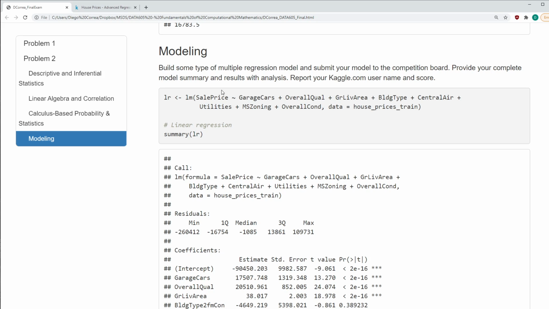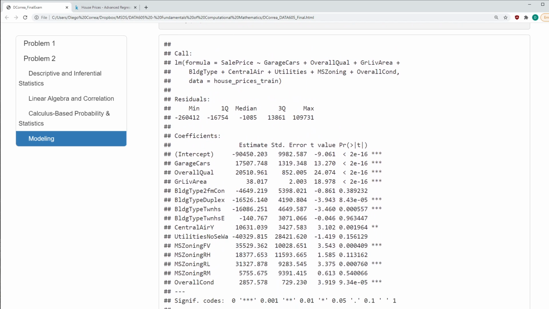Next, modeling. Build some type of multiple regression model and submit your model to the competition board. Provide your complete model summary and results with analysis. Report your Kaggle.com username and score. So after going through multiple iterations of the lm function, these are the variables I ended up with. And here we see the summary. We see an adjusted R-squared score of 0.77, which is the highest I was able to achieve.